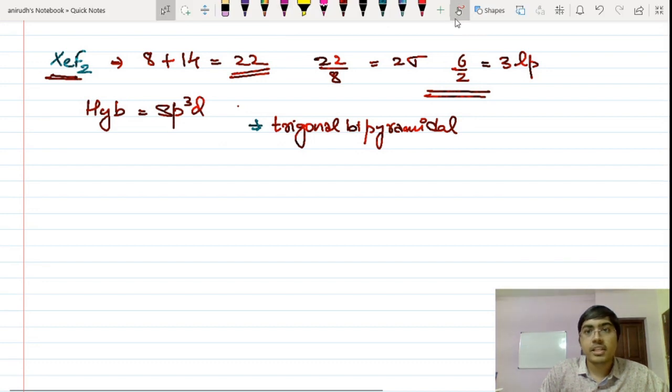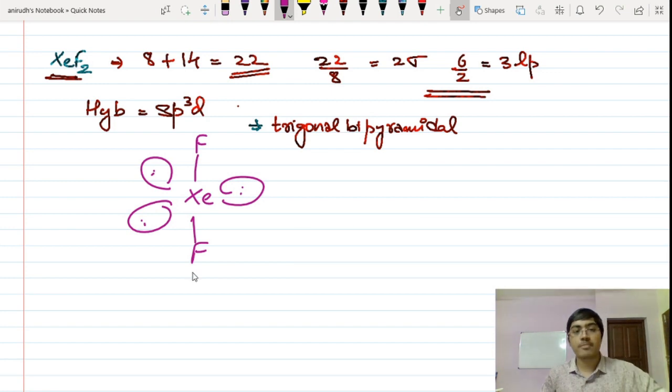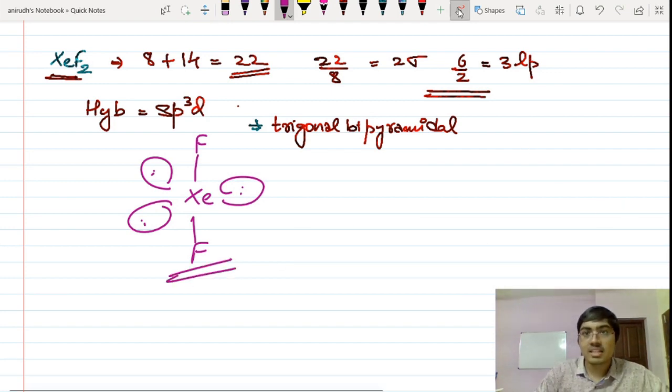Right, so as I was telling you, XeF2 has linear shape, Xe. This is F, 3 lone pairs, one of them will be here and the other one is here and the other one is also here. So this is the shape of XeF2, right? So let us go to the next one.